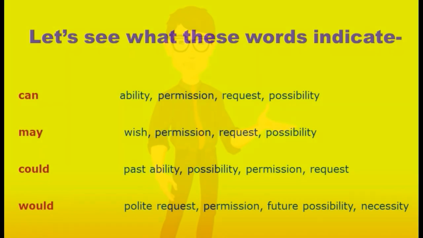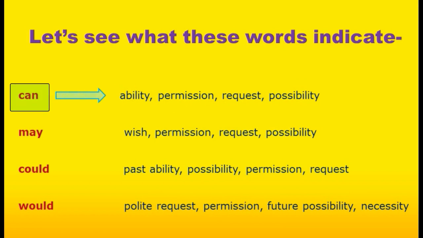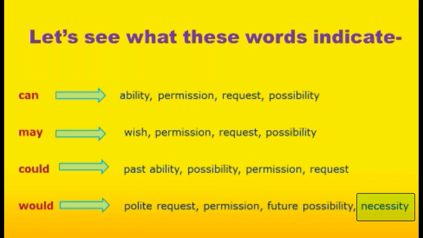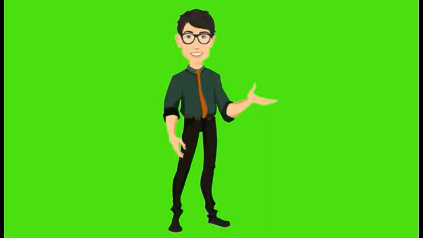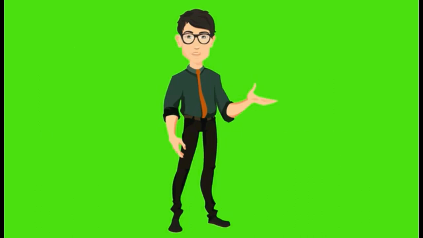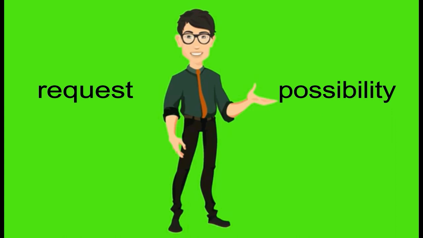Let's see what these words indicate in a sentence. Can indicates ability, permission, request, possibility. May indicates wish, permission, request, possibility. Could indicates past ability, possibility, permission, request. Would indicates polite request, permission, future possibility, necessity. In this session, till now, we saw the use of these verbs: can, may, could, and would, in two ways, as request and possibility.